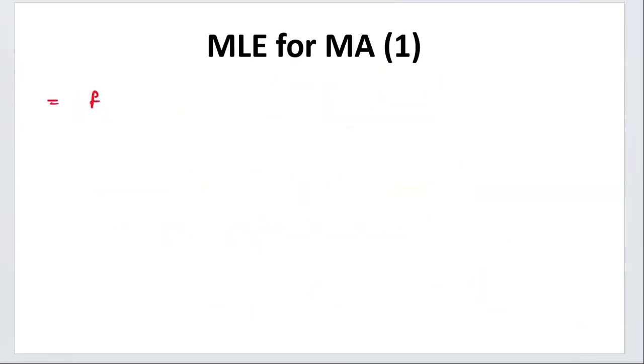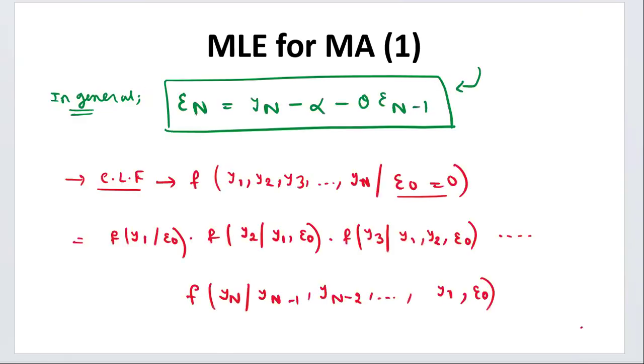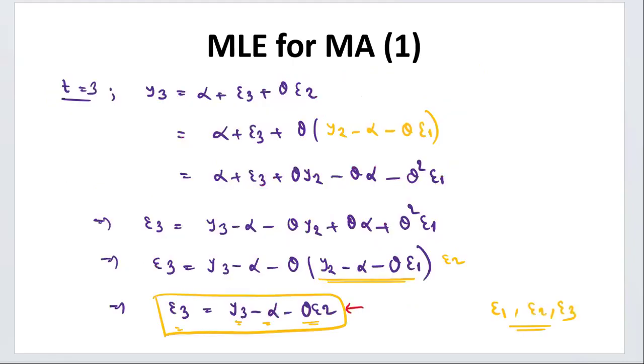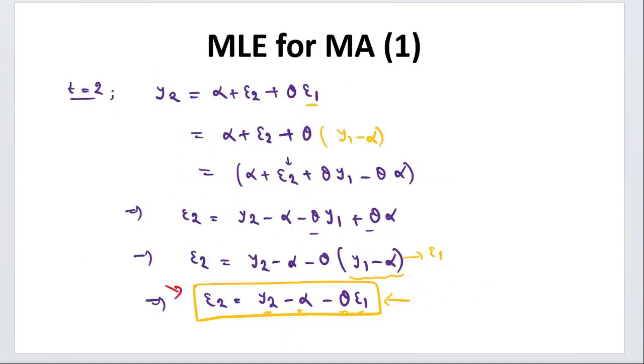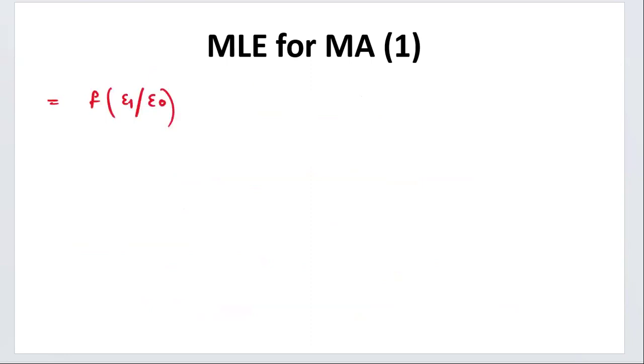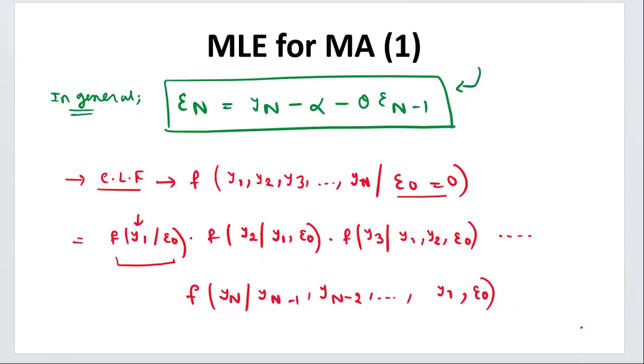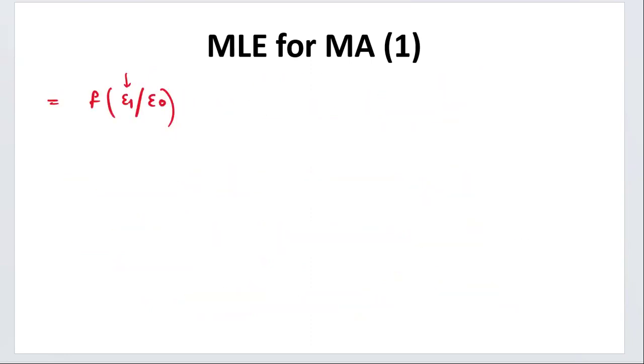Now simplify further, f of epsilon 1 given epsilon naught. Why so? You have seen that y1 is a function of epsilon 1 purely. Let's get back to this: y1 is alpha plus epsilon 1. Alpha is the parameter, so we are not interested in this. So y1 is completely a function of epsilon 1. So in the likelihood function, y1 can be replaced by epsilon 1.